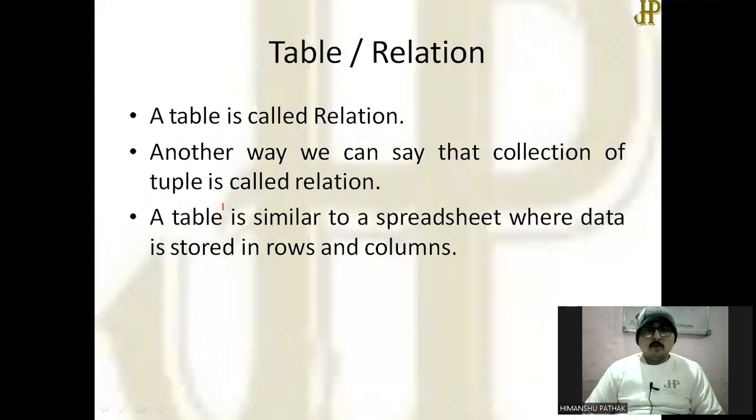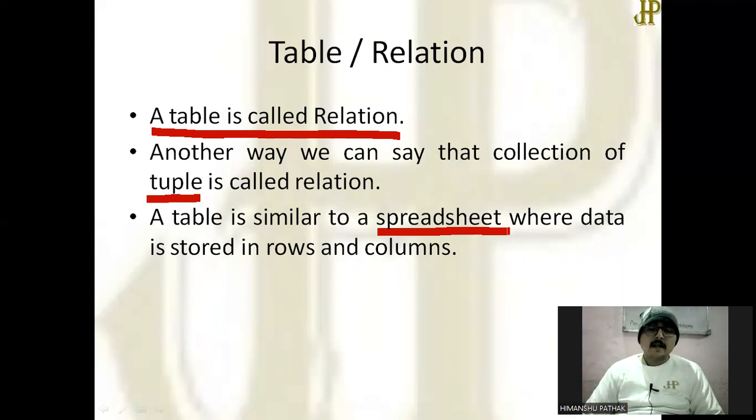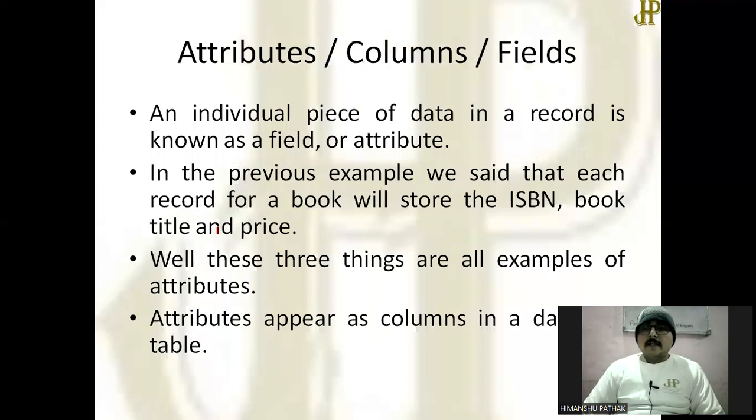As we already told you, a table is called a relation, or you can say a collection of tuples, tuples meaning rows, is called a relation. You are familiar with the spreadsheet, Microsoft Excel, that we learned in earlier classes, 9th or 10th. This application works on the same philosophy, that data are inserted in rows and columns. The same thing happens with an RDBMS. Now, what are attributes? Attributes are also known as columns, also known as fields.